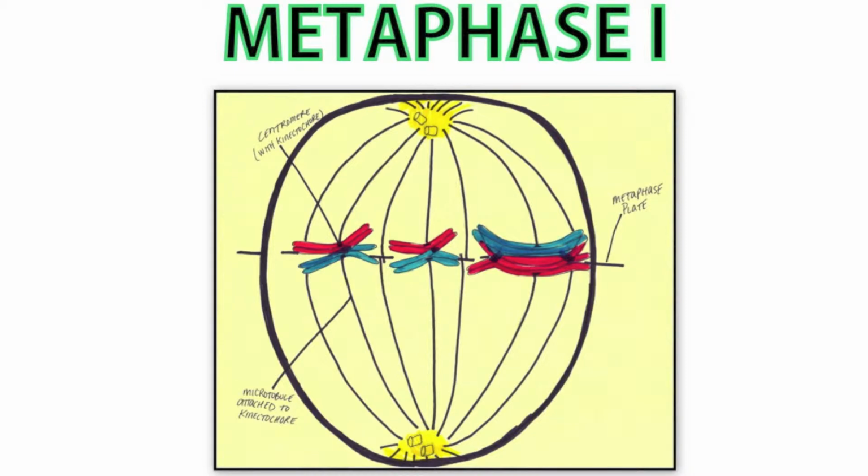Pairs of homologous chromosomes now line up at the metaphase plate side by side. Both of the chromatids of one homolog are attached to the kinetochore microtubules from one pole.